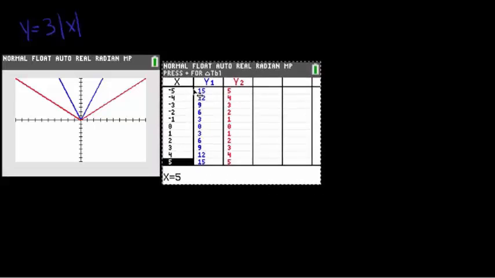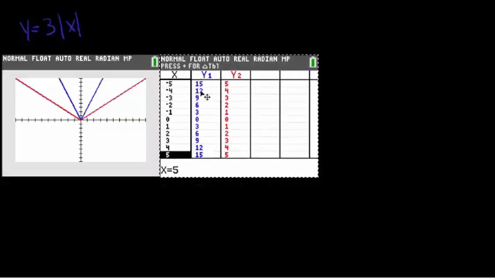So let's take a look at the table here. Again, the blue numbers are the numbers of y equals 3 times the absolute value of x, and the red numbers are the parent graph. Notice our vertex is at 0, 0. And now when we go over 1, we go up 3, over 1, up 3. So this kind of defines our slope for the absolute value equation.